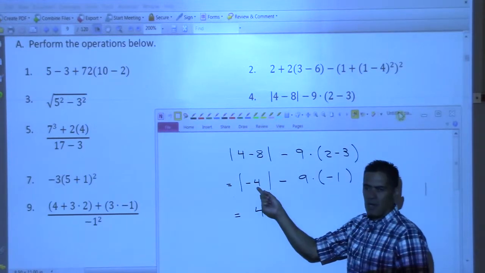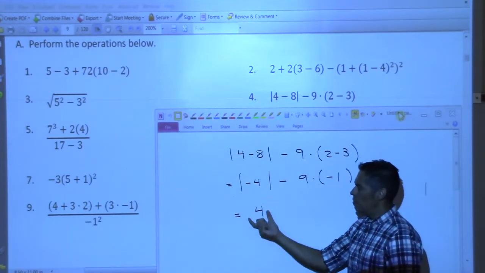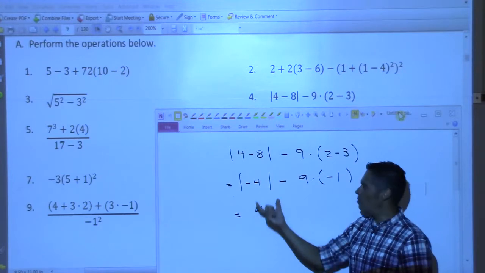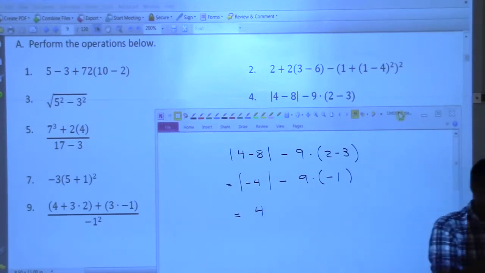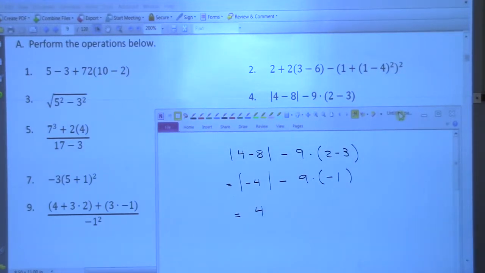What if that was already positive 4? It would still be positive 4. Okay, so absolute value just always returns to you the positive of whatever number is there. So if it's positive, it doesn't do anything to it. If it's negative, it switches it to positive.